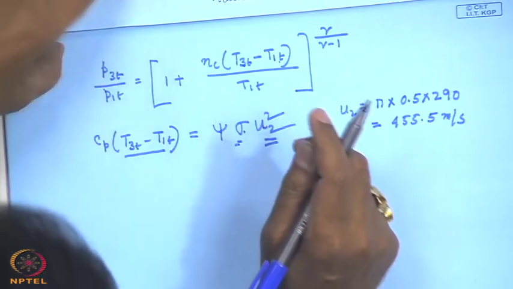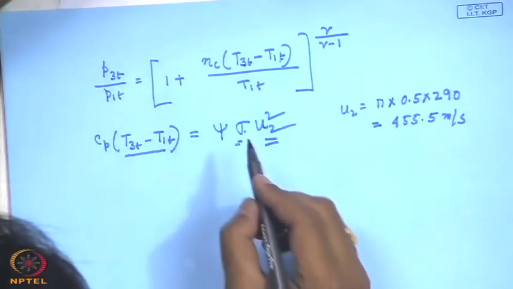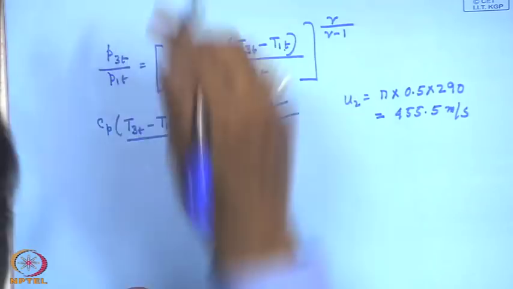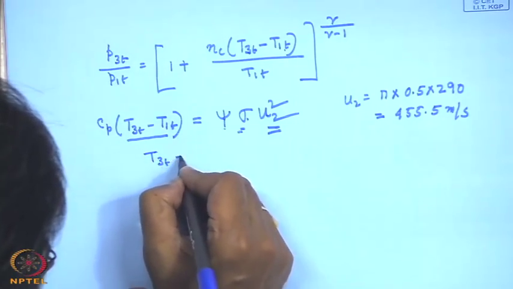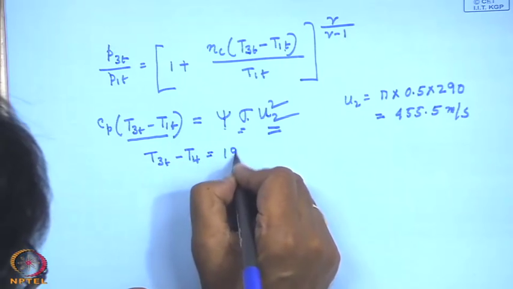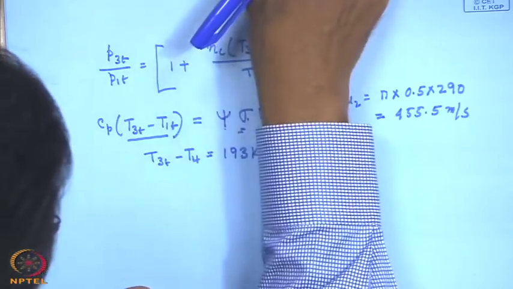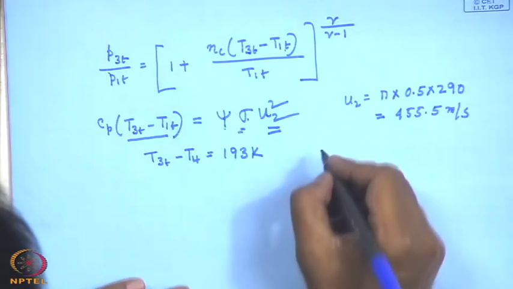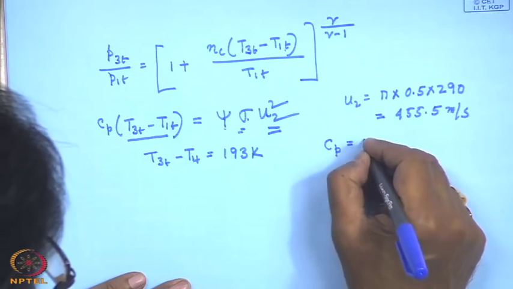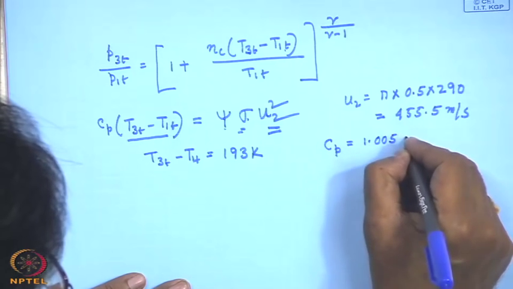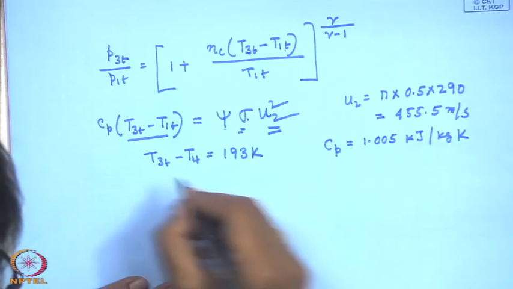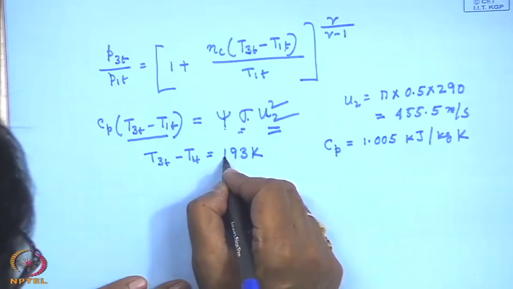Sigma is given in the problem. The slip factor is 0.9, and the power input factor is 1.04. So, if you put everything in, you get the value of T3T minus T1T as 193 K. Here, the value of Cp is not given in the problem. If it is not given, in any case, you can use for air the value of Cp as 1.005 kilojoule per kg K.